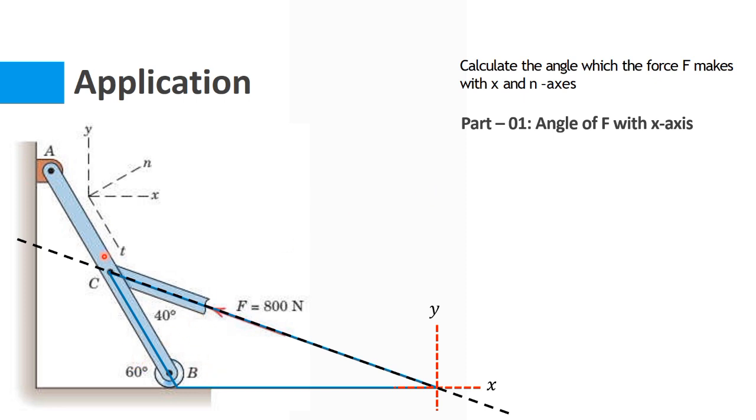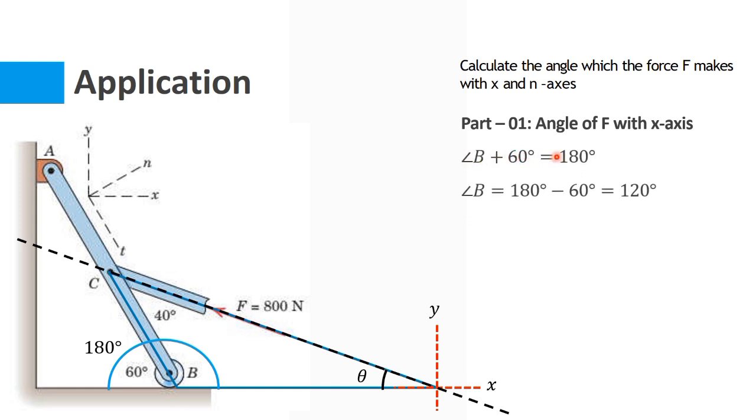We are already given the inclination of this member, which is 60 degrees, and from this 60 degrees we can find the angle B. How will we do that? We know that this total angle is 180 degrees, and this 180 degrees consists of this 60 degrees and this angle B. So this means that angle B plus 60 degrees is equal to 180 degrees. From this we can find angle B, which is 120 degrees.